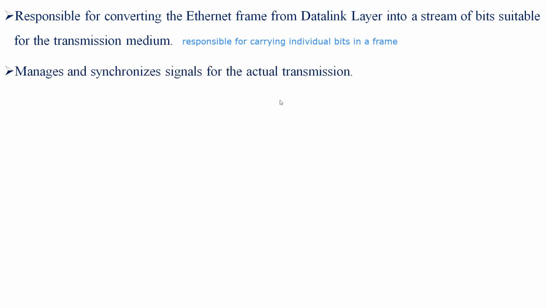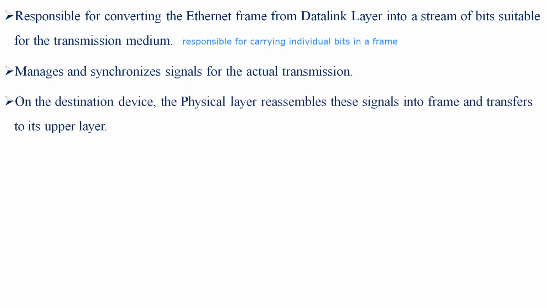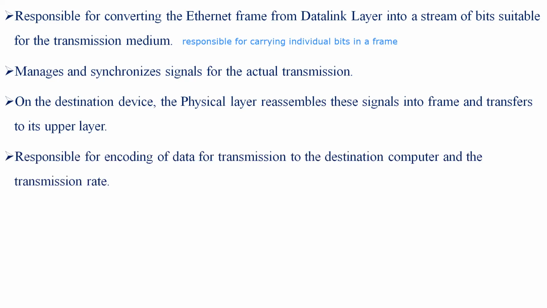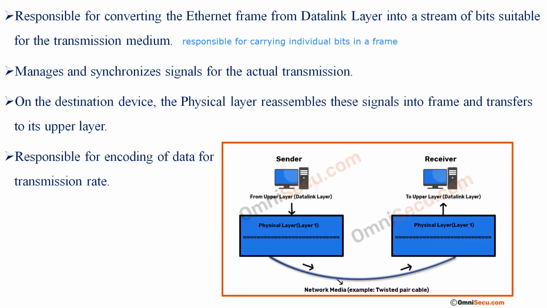It manages and synchronizes the signals for actual transmission, while on the destination device, the physical layer reassembles these signals into frames and transfers them to the upper layer. It is responsible for encoding the data for transmission to the destination computer, and it is also responsible for encoding the transmission rate. So this is the physical layer working.